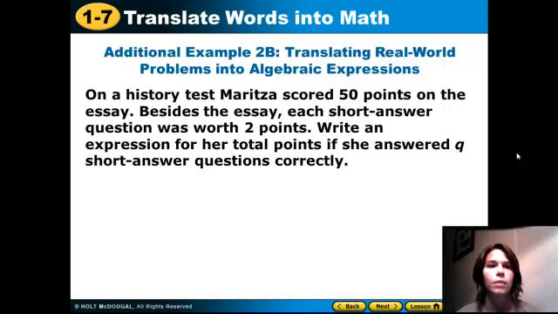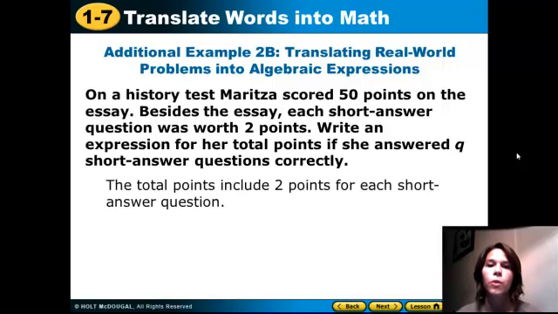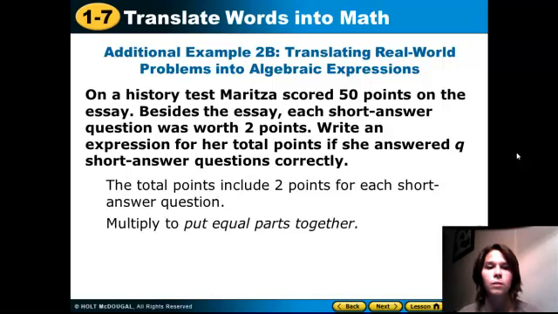Our last example here. On a history test, Maritza scored 50 points on the essay. Besides the essay, each short answer question was worth 2 points. Write an expression for her total points if she answered Q short answer questions correctly. So the total points include 2 points for each short answer question. That's a repetition, 2 points every time. So that's going to be multiplication.